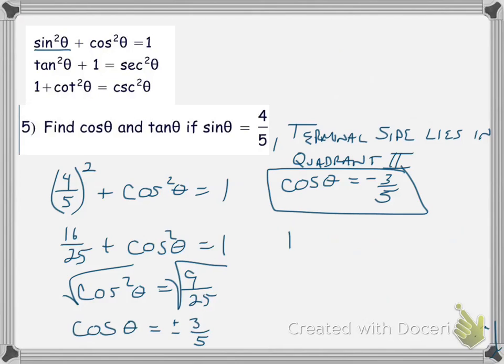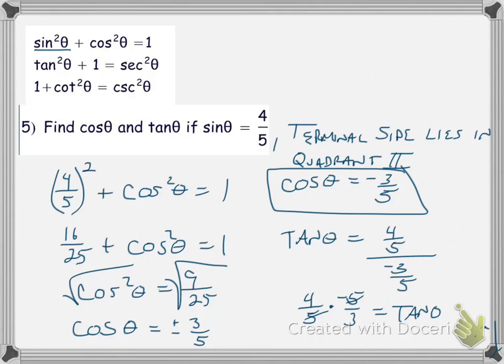And so now to find the tangent, I don't have to use the Pythagorean identities. I could, but I'm going to use, I have the cosine, I have the sine, so it's going to be sine of theta divided by cosine of theta. So I get 4 over 5 times negative 5 over 3. My 5's cancel out, and I have tangent of theta equals negative 4 over 3.